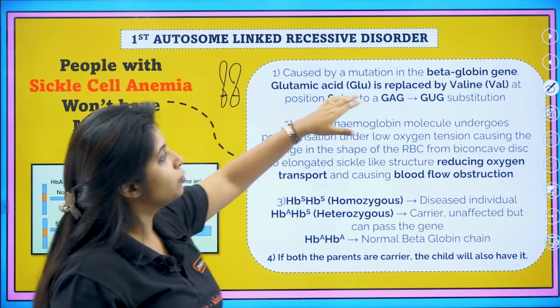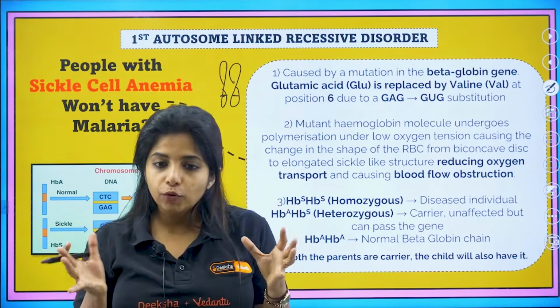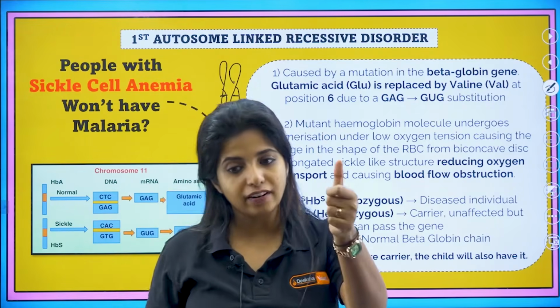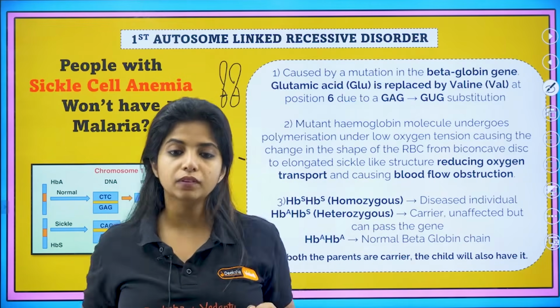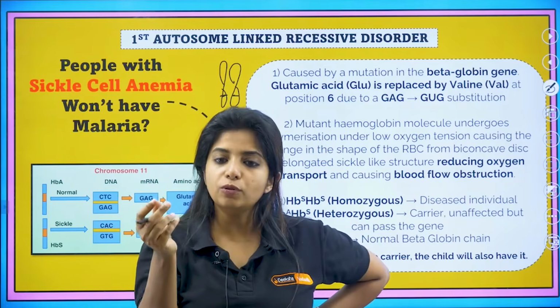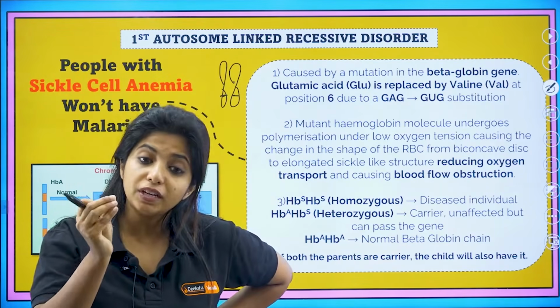It's caused by a mutation in the beta globin gene. You know hemoglobin is the one that carries oxygen. Hemoglobin is made up of two things, alpha globin and beta globin. Now the beta globin chain is produced with the help of the beta globin gene. Now suppose there is a mutation in this particular gene itself.